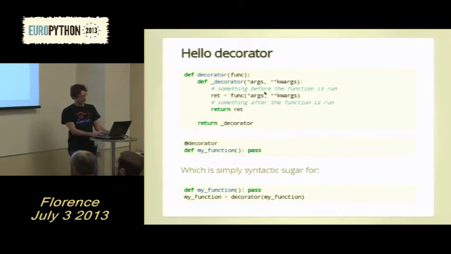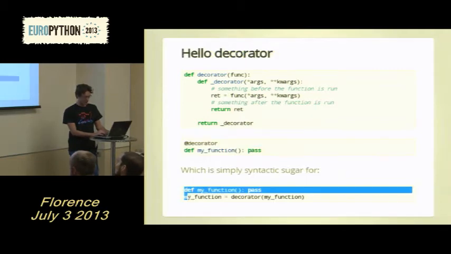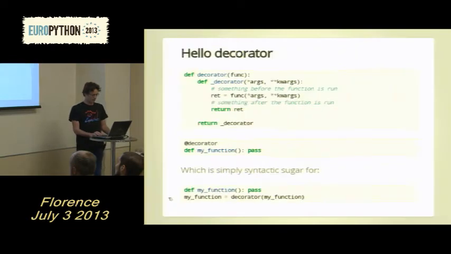Now to use it, I just add a line on top, which is exactly the same thing as doing this: I define a function, and then I redefine it, passing this function to this other function, the decorator. What that means, I can show you, is that now my function is not anymore the original one, but it's something that has been altered and wrapped around this decorator.